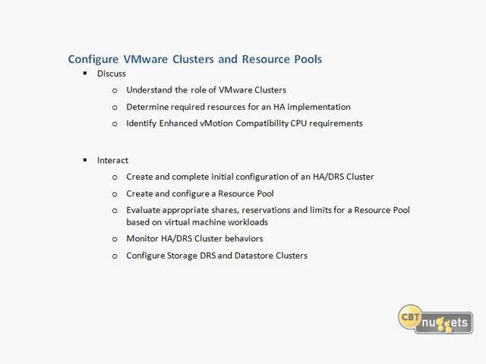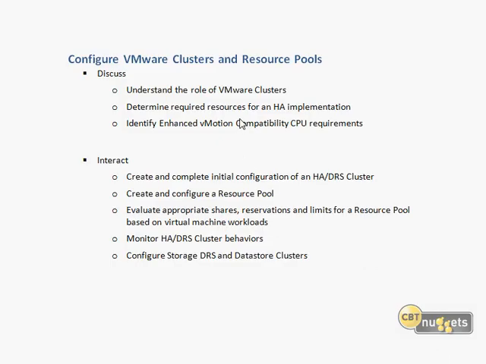If you're familiar with the terms HA and DRS, or high availability and distributed resource scheduling, these are the two functionalities that a VMware cluster is predominantly known for. Once you have a cluster in place, then you can create some resource pools that provide hard boundaries around the resources that you can assign to various people. We're going to talk about all of that in this nugget.